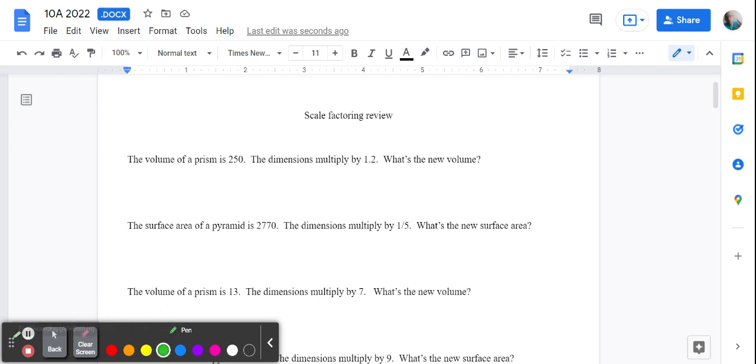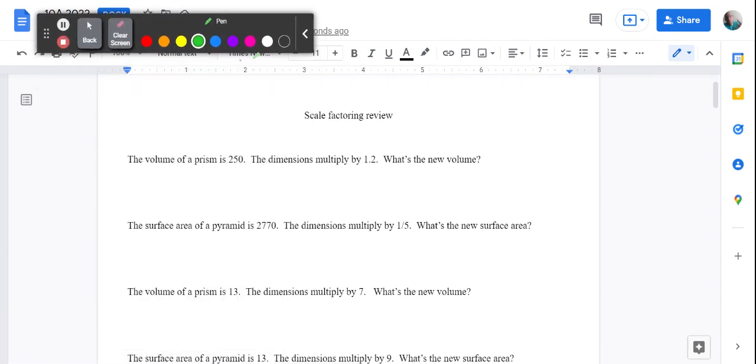Okay. Good morning, guys. I'm going to go over the 10A notes here and give you a few of the formulas and definitions, just to talk about surface area. I'm sure this is something we're familiar with from the past.